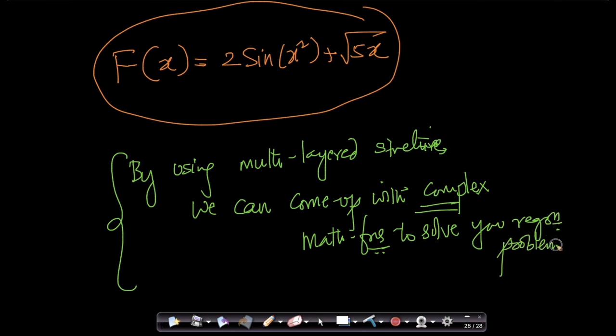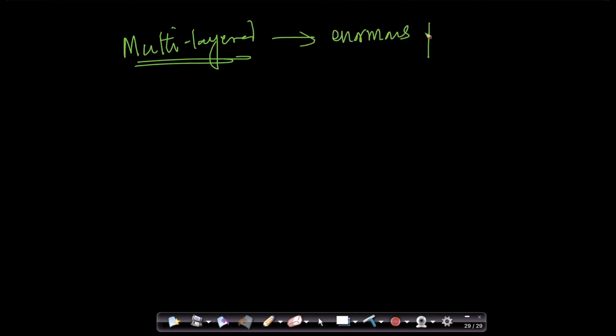So the multi-layered perceptron structure gives you enormous power for your models. Because look at it, a simple linear model, if you recall our discussion about complexity of models and about overfitting and underfitting, a linear model is the simplest model.